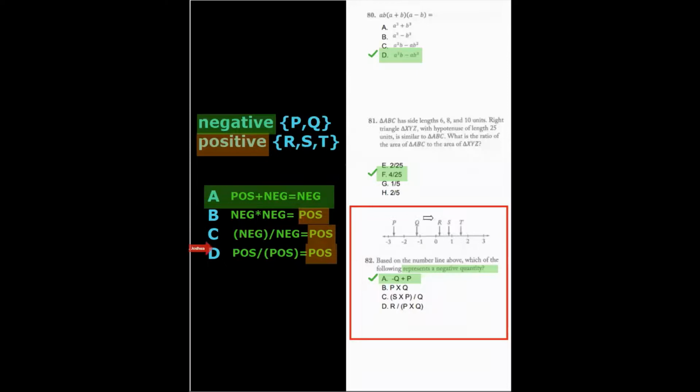For choice C, we have S times P. A positive times a negative is negative, divided by Q. Q is negative. A negative divided by a negative is a positive, because negative signs cancel. Finally, for D, R is positive, and we're dividing that by P times Q. Well, a negative times a negative is a positive. So we're really doing a positive in the numerator divided by a positive product, which will be positive. So B, C, and D will all be positive when simplified. The correct answer is A. A will result in a negative quantity, negative Q plus P.